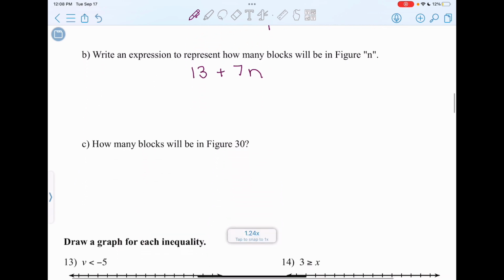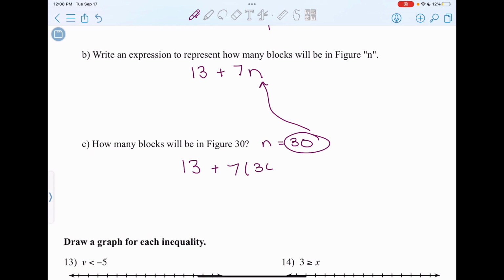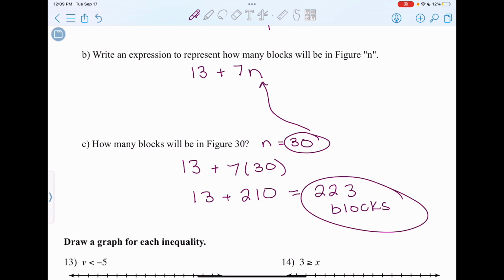So in C, when it says how many blocks will be in figure 30, they want n to be 30. So I'm going to plug in 30 into my expression and solve. 7 times 30 is 210, and 13 plus 210 tells me that figure 30 will have 223 blocks. So the important part of this problem is make sure that you start with figure 0.